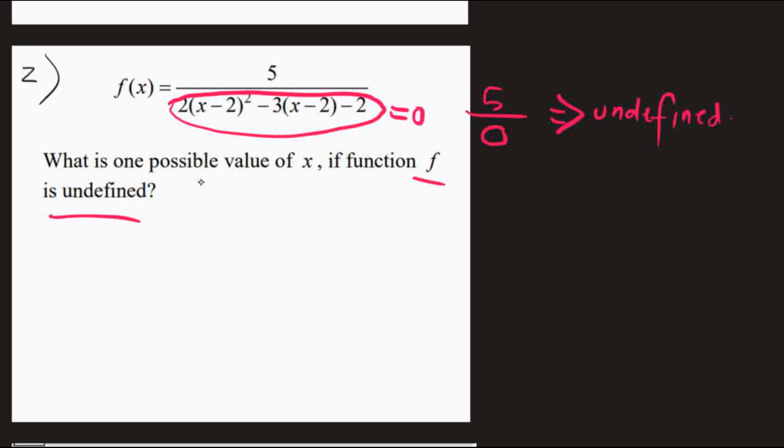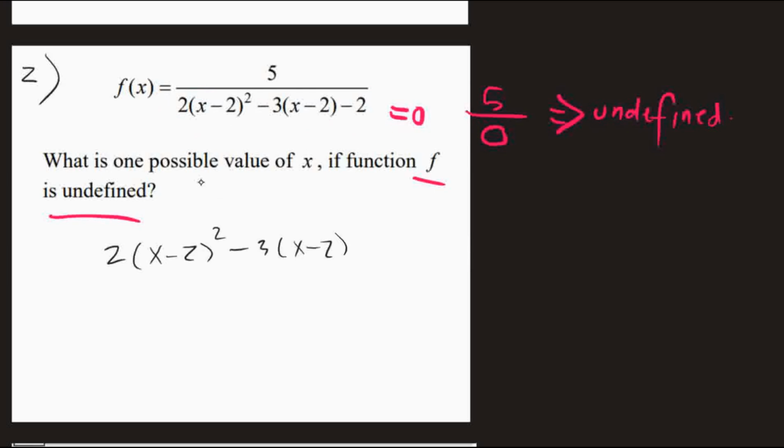Now, how to make the denominator become 0? We just write down the equation: 2(x minus 2) squared minus 3(x minus 2) minus 2 equals 0. Now we can see in here that this is the same, x minus 2, x minus 2. So we can actually make this into 2y squared. So x minus 2 is replaced with y. Now this is a quadratic equation.